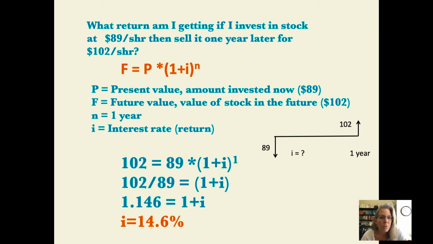So I can just do algebra with the equation up there and solve for i, and in this case, it is a 14.6% return, which is pretty good. That's better than a bank. So if this year, that's the kind of return we got, 14.6.